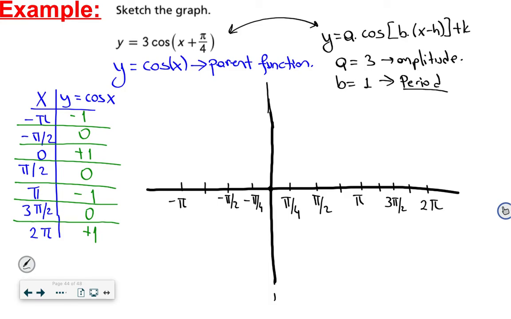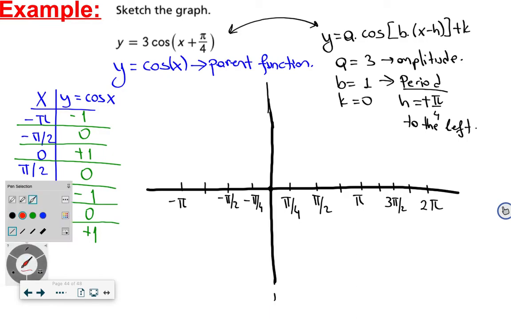And then k is equal to 0. What about h? h is equal to negative pi over 4, which means that you are going to, sorry, this is positive pi over 4. You are going to shift all the function pi over 4 to the left. This is horizontal shift. All right, let me graph the original function first.